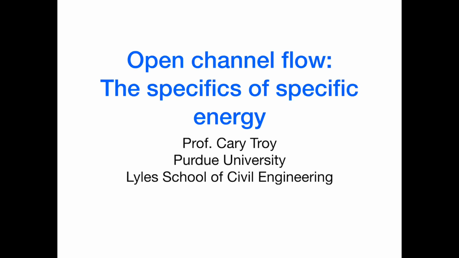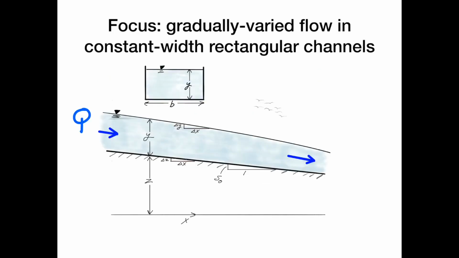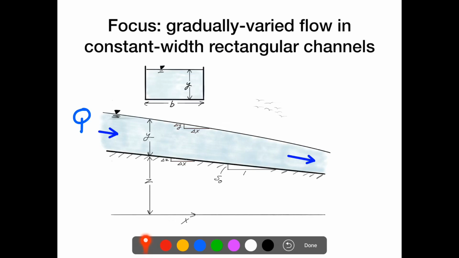My name is Kerry Troy. I'm from Purdue University. The focus today is on gradually varied open channel flow in constant width rectangular channels. I know that's a mouthful, but basically we're talking about flow where the depth is changing as you go downstream. The flow is gradually varied, which means that if it's subcritical, it's going to stay subcritical. If it's supercritical, it's going to stay supercritical, but the depth is changing with distance downstream.